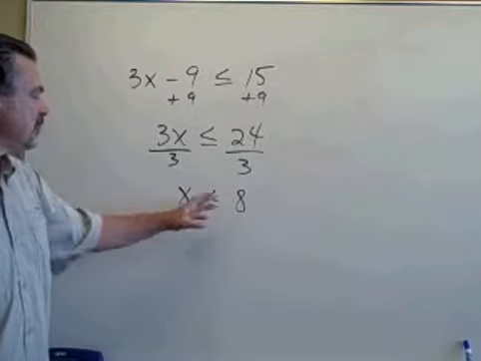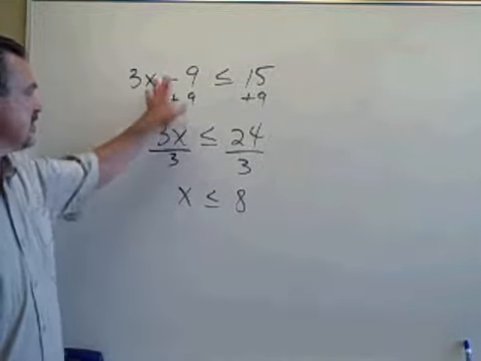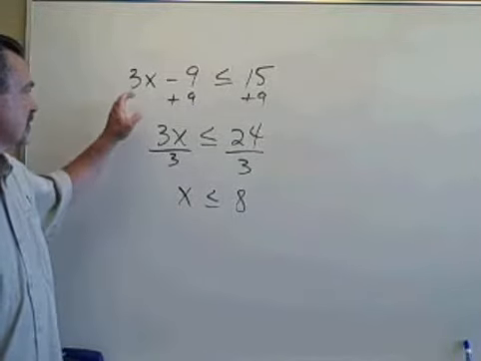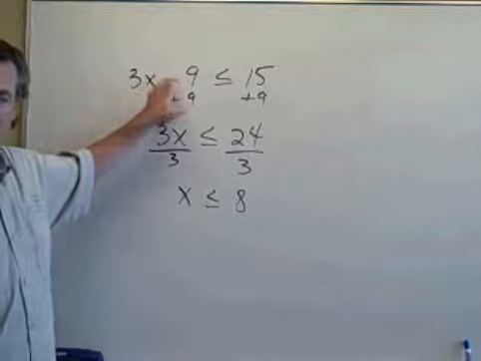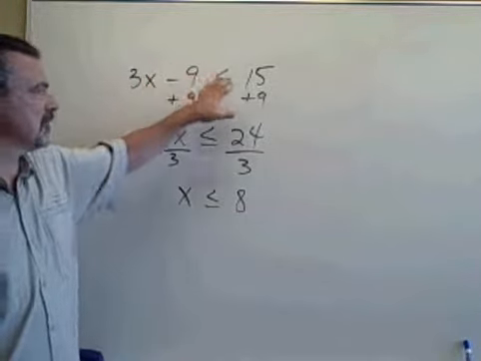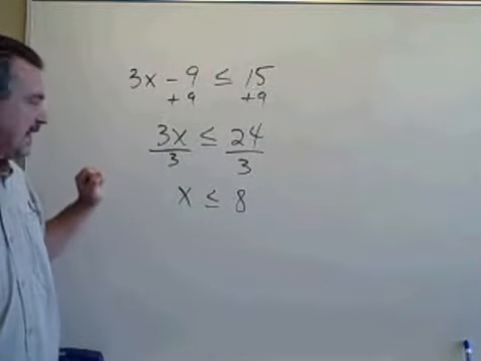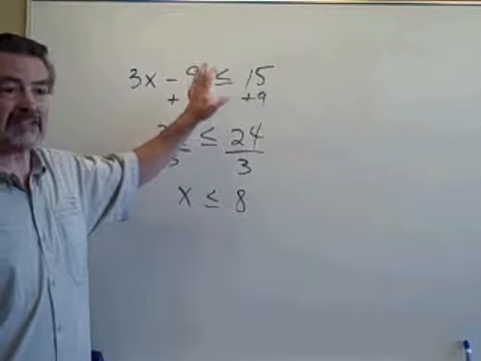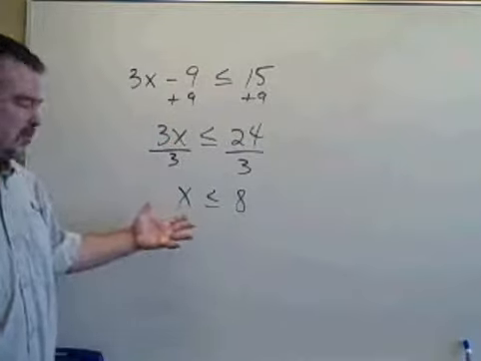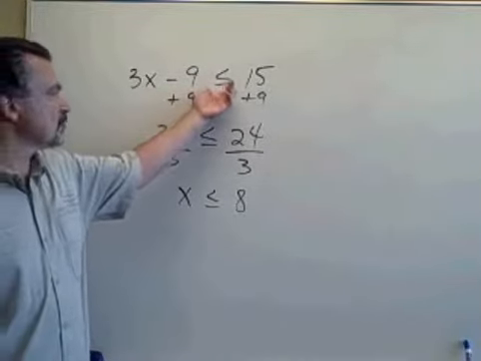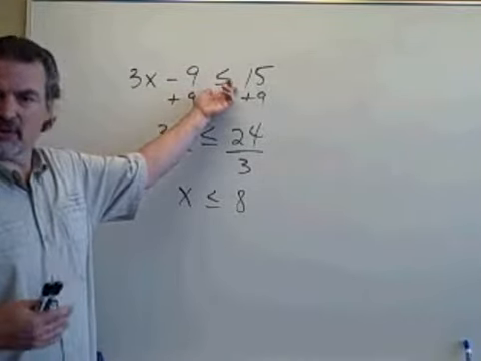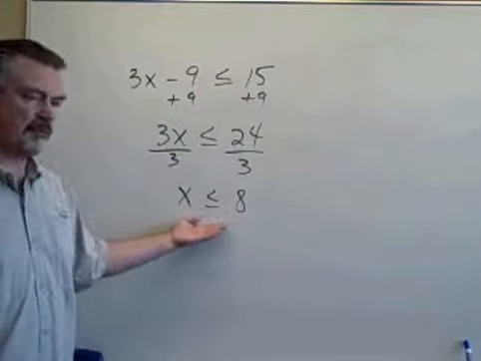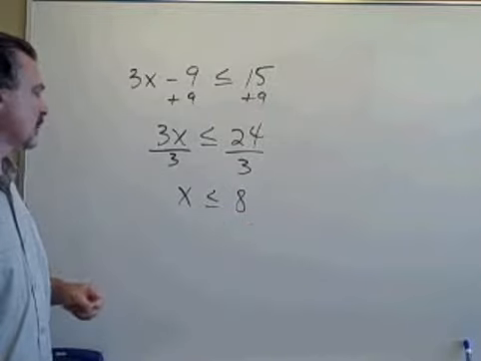Now, is that true? Pick a number that's less than 8 and see if it makes the original inequality true. Let's take the number 7. 3 times 7 is 21. 21 minus 9 is 12. And indeed, 12 is less than 15. If we chose 8, 3 times 8 is 24. 24 minus 9 is exactly equal to 15, which is indeed also a true part of that inequality. This inequality says it could be less than or it could be equal to 15. And we've found the range of values that solve that inequality.